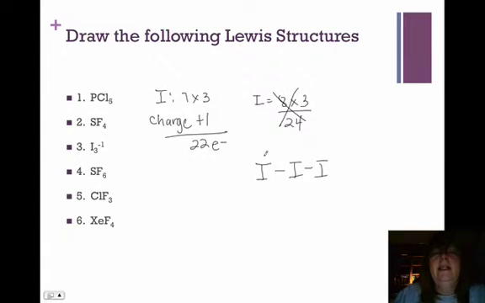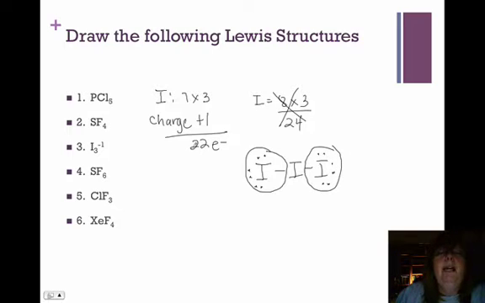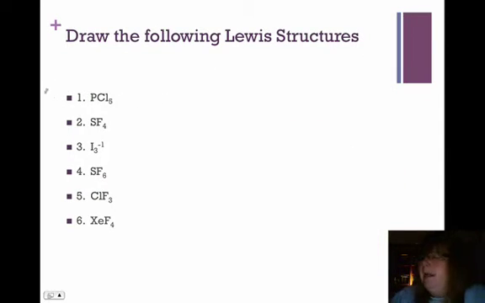So draw your skeleton, give your terminal atoms their octet, and there we go. And then let's count and see what we got. Okay, we've got 8 and 8. We have 16, but we want to have 22. Put the remaining electrons on the central atom. Okay, that's 16, 17, 18, 19, 20, 21, 22. There we go. Now it had a -1 charge, so things that have charges, put in brackets and put the charge outside the bracket.